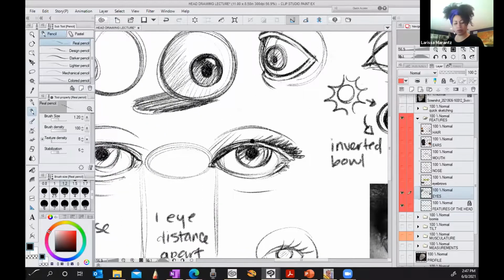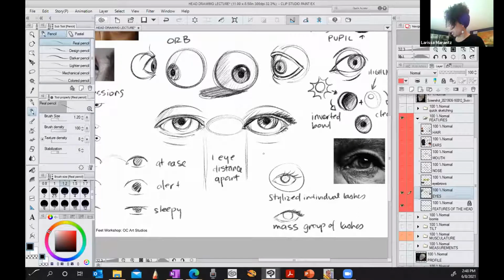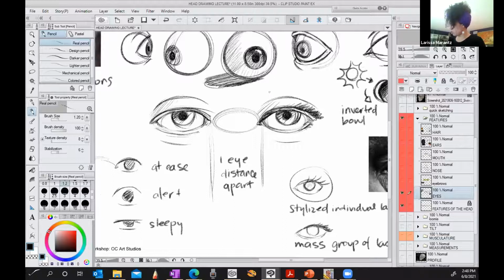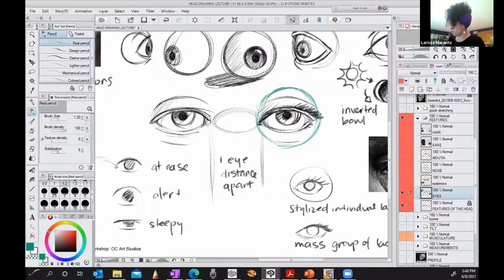Okay, and then here we go: the distance between the eyes is one eye length apart. When you're drawing them, you want to be really mindful of how this shape is really a sphere. It's much bigger than what we're actually seeing, because we have the eyelid covering up the eye.